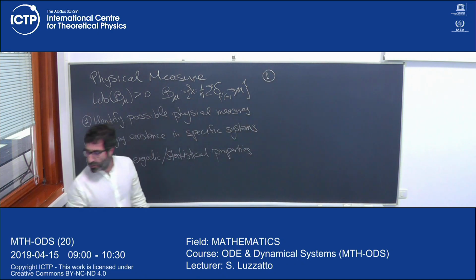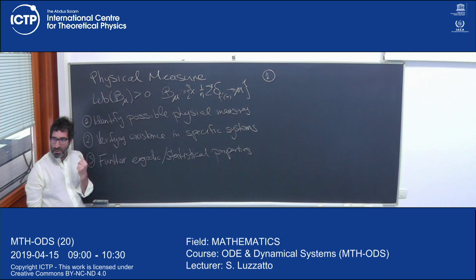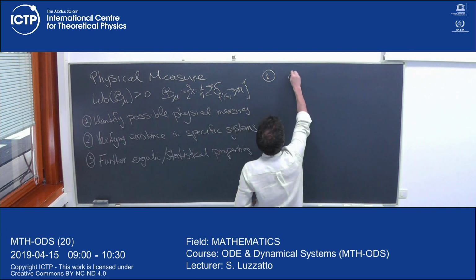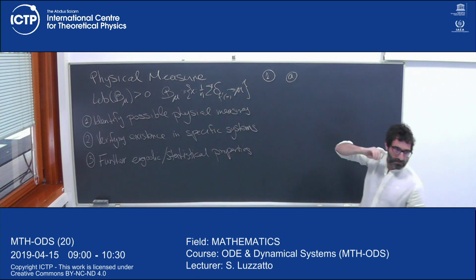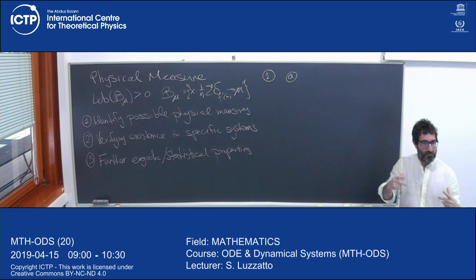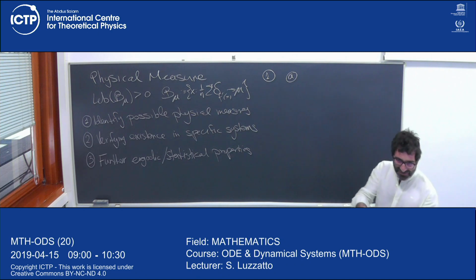So let me say first of all a little bit about one. Which measures do we know that are physical measures? We've looked at two kinds. What's the easiest kind? Remember? What's the easiest physical measure you can have? The simplest? Yes, when you have a fixed point. If you have an attracting fixed point, the Dirac delta on the fixed point is a physical measure.